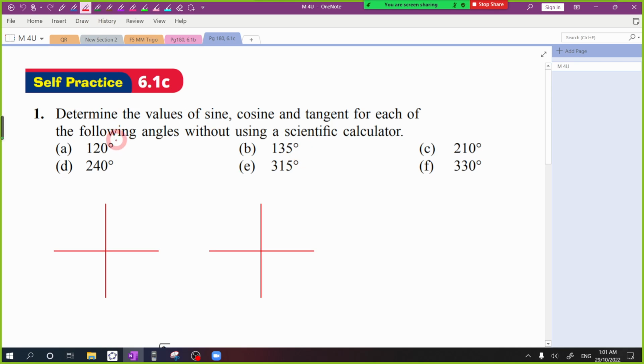Okay, now let's look at this 6.1c. I will use question 1 as an example. Determine the value of sine, cosine, and tangent for each of the following angles without using a scientific calculator. Normally, without using a scientific calculator, the angle involved will be like 45 degree, 30 degree, 60 degree, and so on. So still remember, in Form 3, you already memorized these two triangles. I hope that you still remember these two triangles.